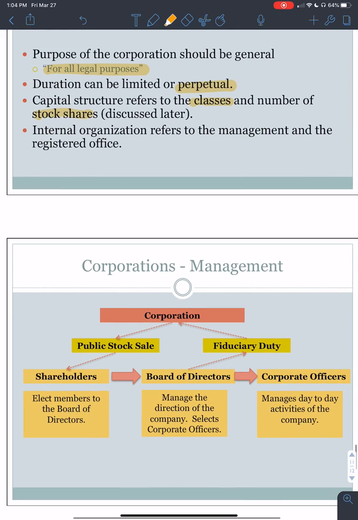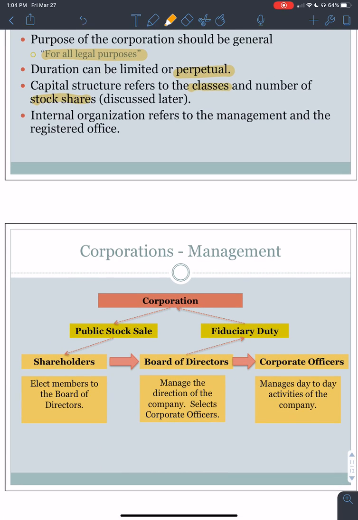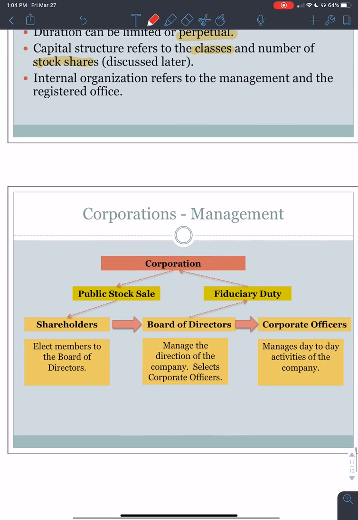All right, we talked about management. I talked about the three groups here again. So you have shareholders, you have the board of directors, you have corporate officers. And you can see there's a sharing of responsibilities, similar to executive, legislative, and judicial, but not exactly.